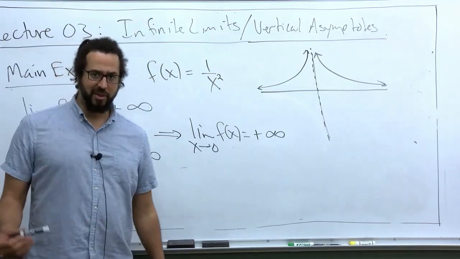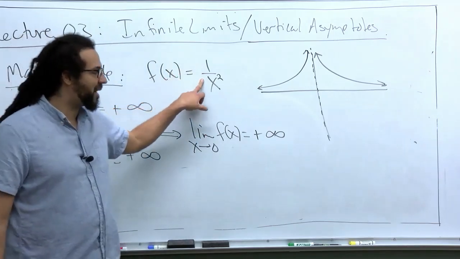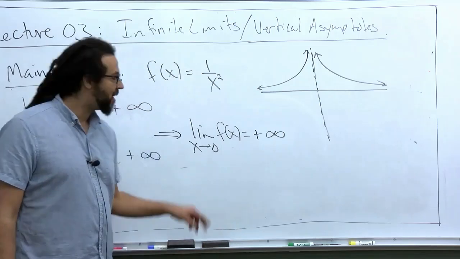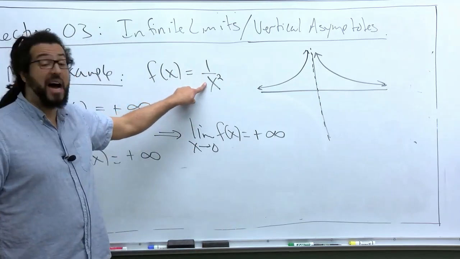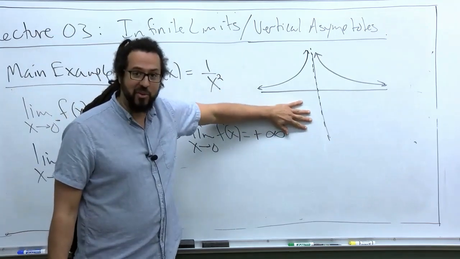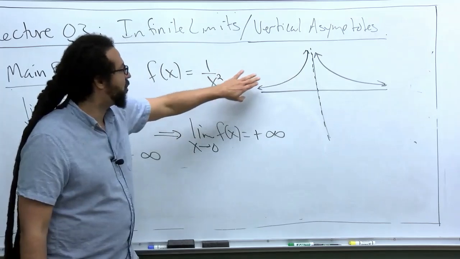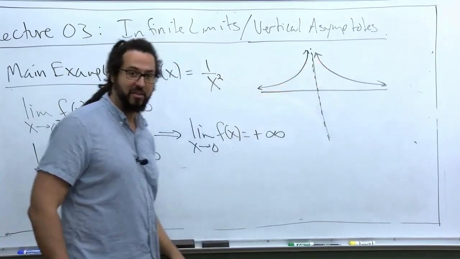Here's another similar example, at least algebraically speaking. So here instead of 1 over x, we've just got 1 over x squared. So now that we've squared the denominator, this fraction is positive. So we take that branch that was negative in the previous example and now just make it positive. So 1 over x squared looks like this.